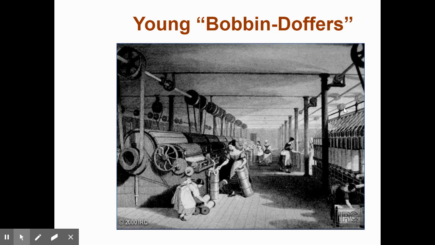Notice a young girl in the foreground of this lithotype. Young children were used in mills because they had small hands that could fit in between the parts of the machine. And yes, many of them were injured in the midst of their work.